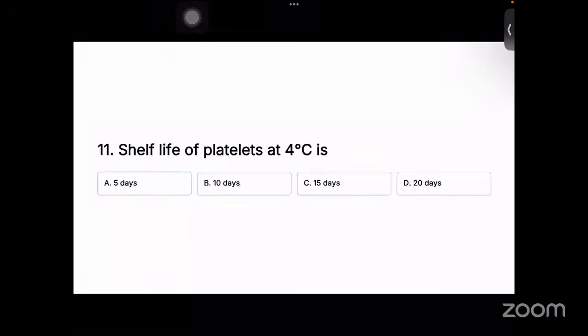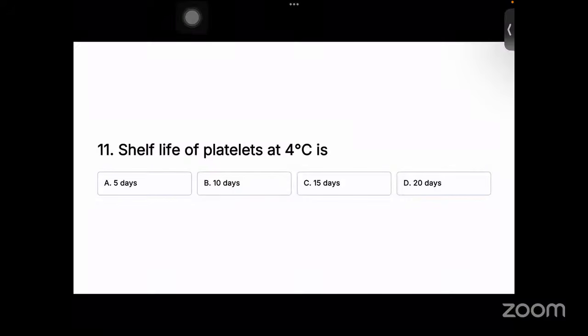Oh, we got question number 11, right? The shelf life of platelets at 4 degrees Celsius. Okay, we got 5 days, 10 days, 15 days, and 20 days.